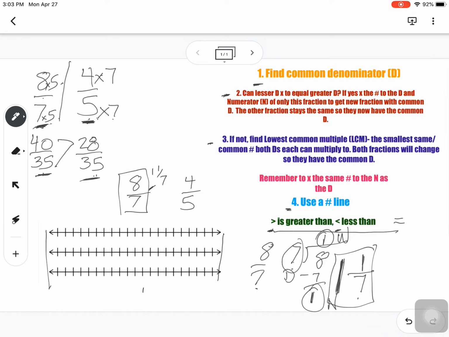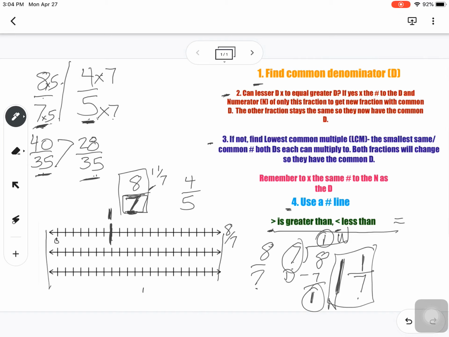So I have my first number line, which will be the 8/7. And how do I know how much a whole is going to be? So it says in the denominator. The denominator tells me how many parts will make up the whole. Okay, so I start here at 0. 1, 2, 3, 4, 5, 6, 7. Because it's in 7 parts by the denominator telling me. So this equals 1 whole.